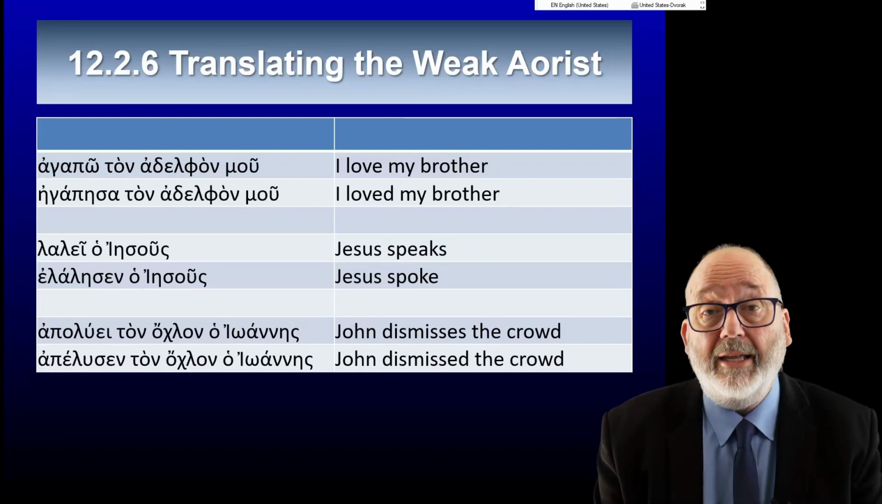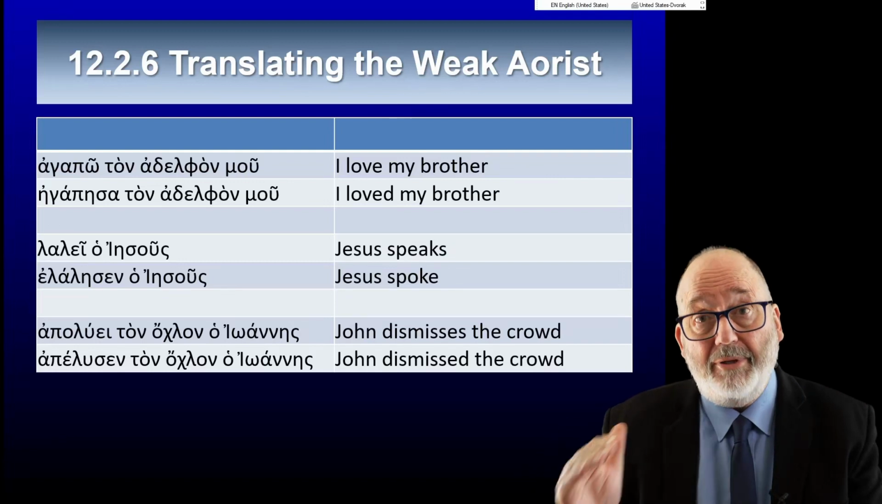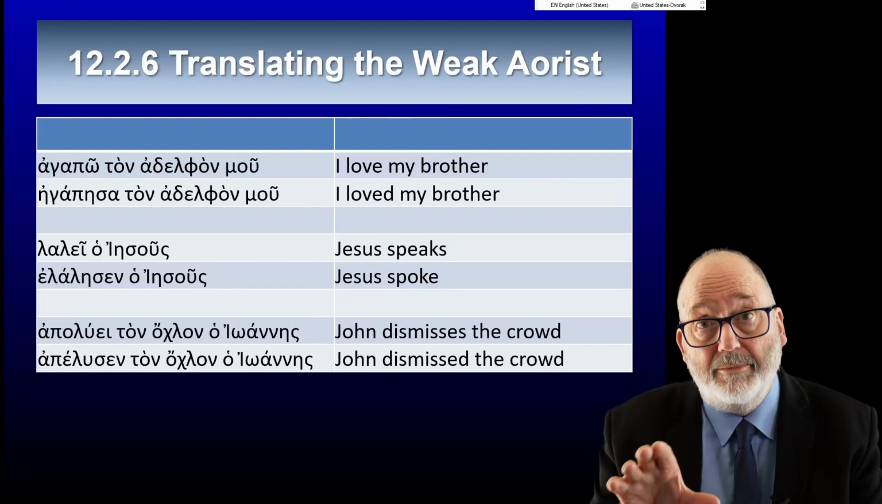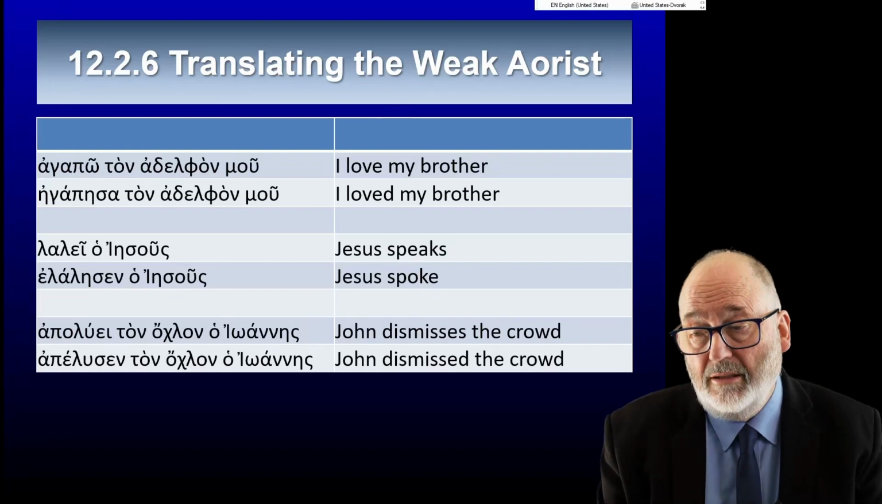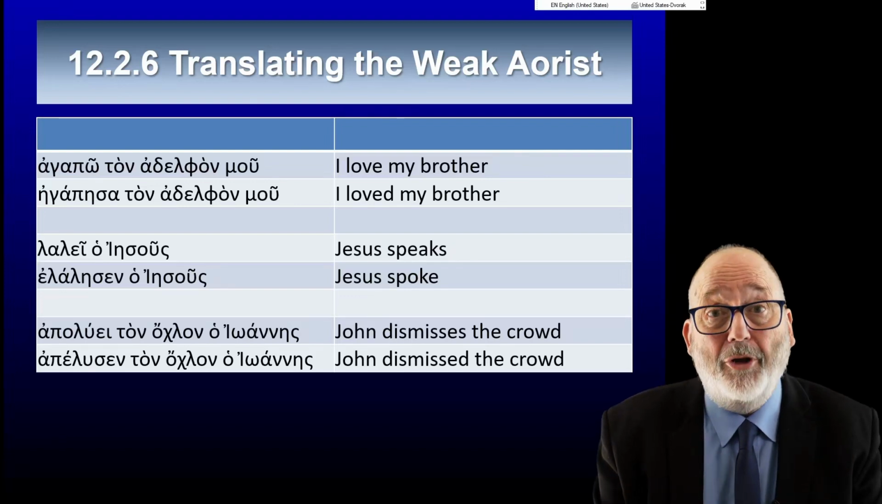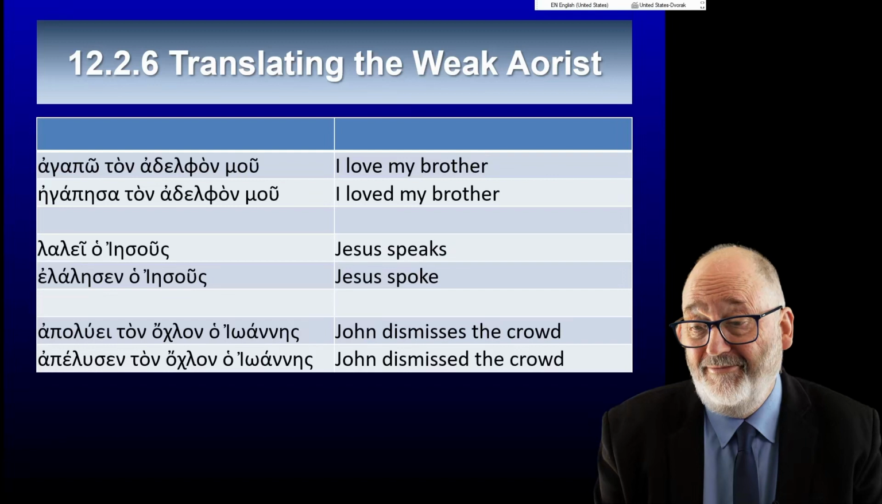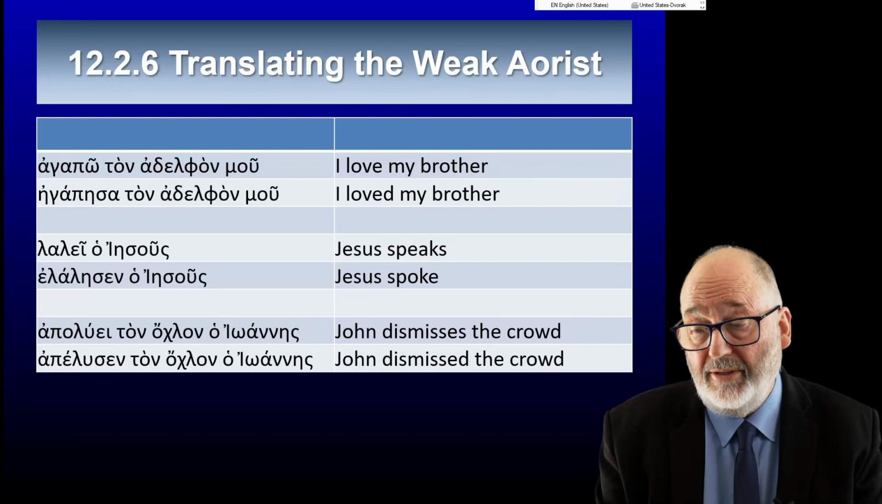So apolluei is present tense. Dismisses, present tense; yesterday, dismissed. So apelusen ton ochlon ho Ioannes. John dismissed the crowd. Because it's apo plus luo, isn't it? For apolluei, so it's apelusen for the aorist.